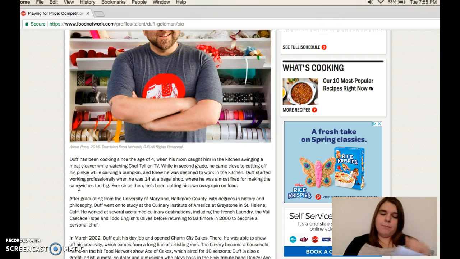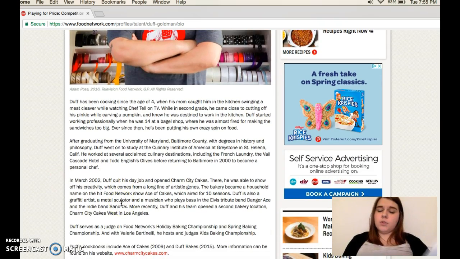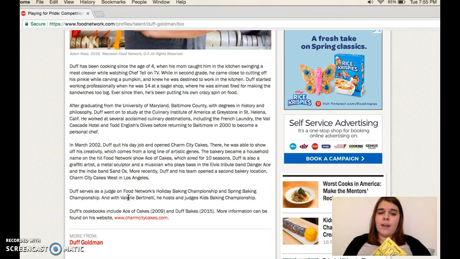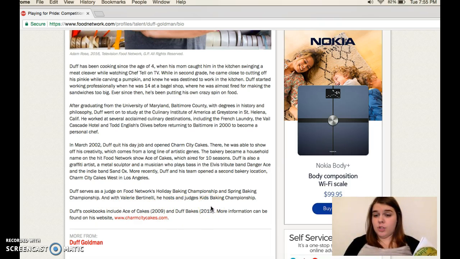So Duff Goldman is commonly known for Ace of Cakes, which was his show. They did 10 seasons of Ace of Cakes, so he was on there for a long time. And then he's also now serving as a judge on, as you can see here, Holiday Baking Championship, Spring Baking Championship, and hosts and judges the Kids Baking Championship.